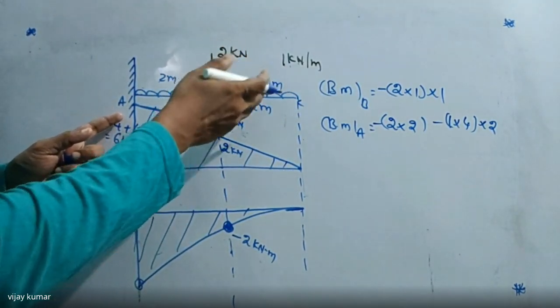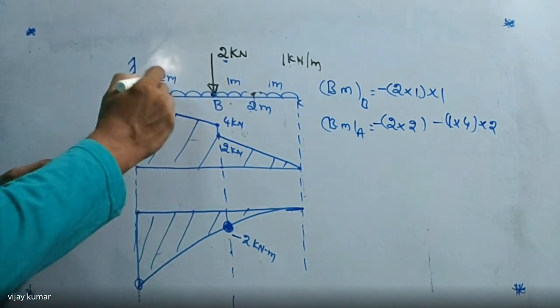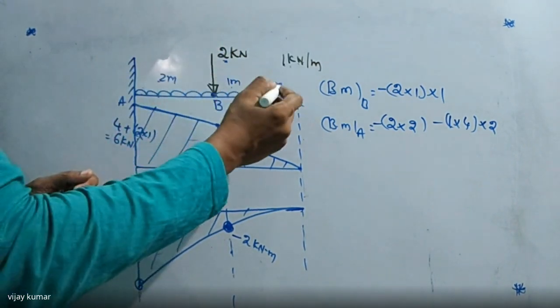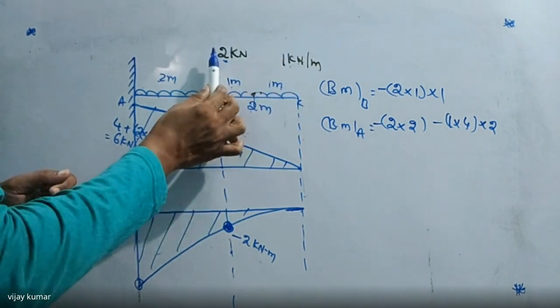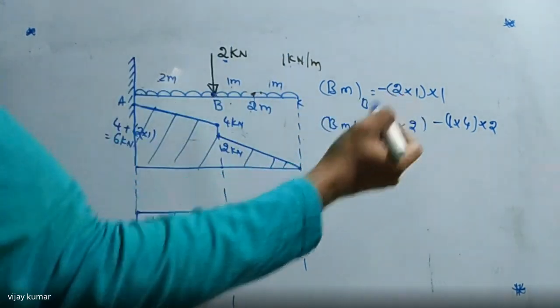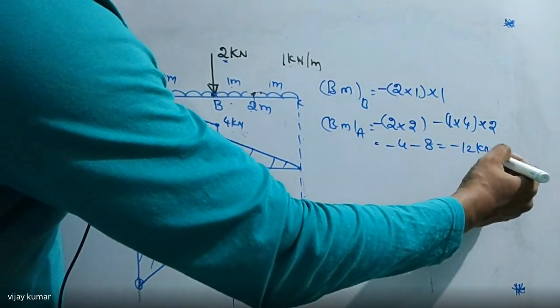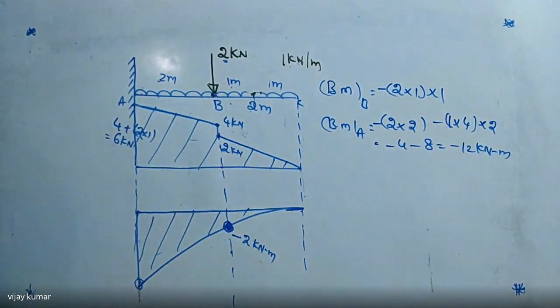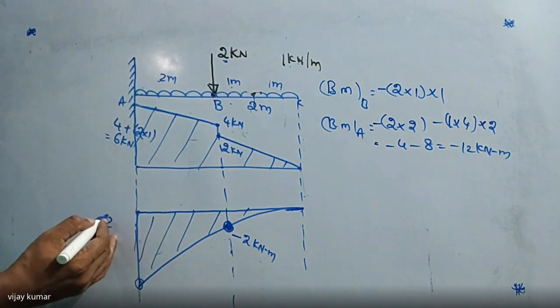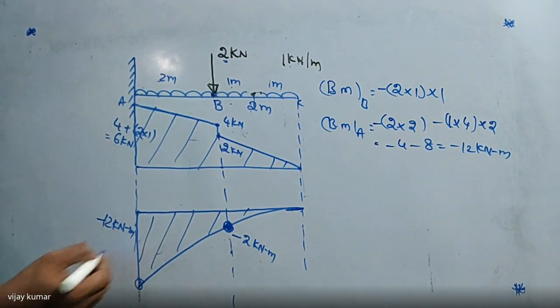Why? Because it is a UDL which is exactly acting at its center. So it is also 2 meters distance. Then this load 4 into 1 into 2. So we can write here minus 4 and minus 8. Then we can get minus 12 kilonewton meter. So that is the maximum bending moment here. Minus 12 kilonewton meter is the maximum bending moment value.